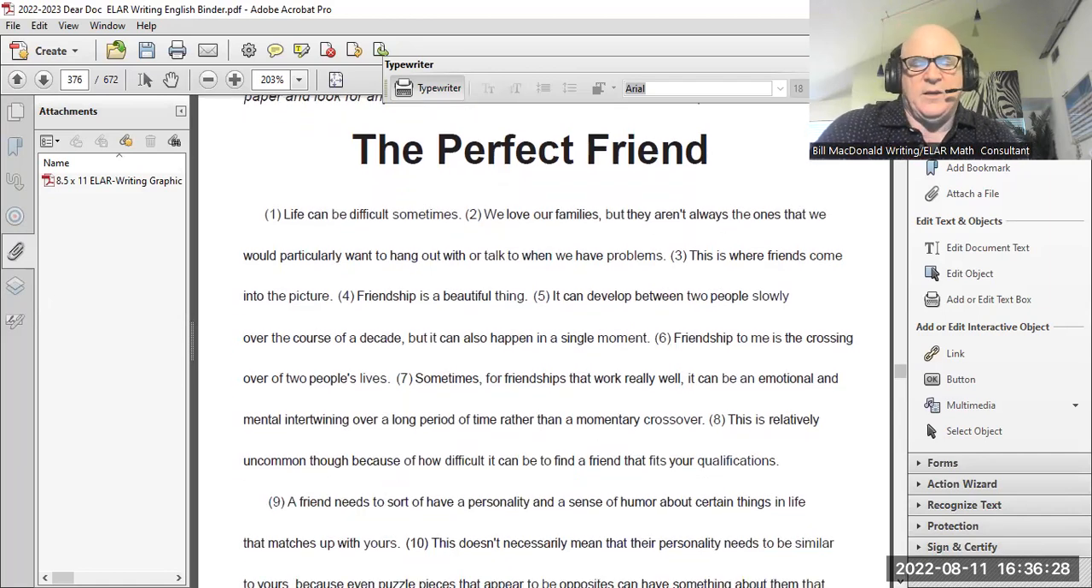This is relatively uncommon though, because of how difficult it can be to find a friend that fits your qualifications. Since we all need friends, a friend needs to sort of have a personality and a sense of humor about certain things that matches up with yours. I think that sounds good. And you could probably debate, in fact, it's difficult to find a friend that meets your qualifications.